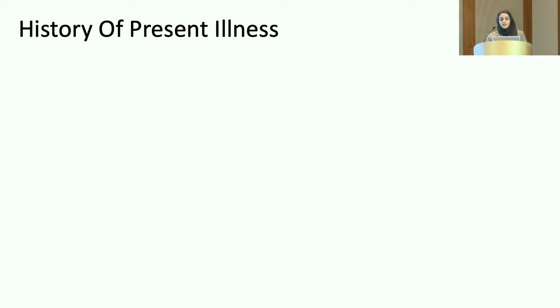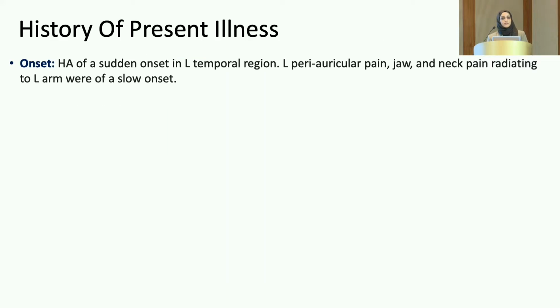So here comes the importance of taking good history. This is an example of good history taking, especially in non-odontogenic orofacial pain conditions. Regarding the onset of the headache on the left side, it was of a sudden onset, and it was a new headache. The patient didn't experience this headache before. The left periauricular or jaw pain and the neck pain that radiates to the left arm were of a slow onset.